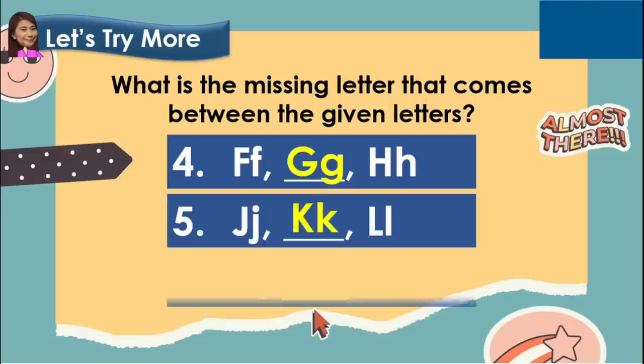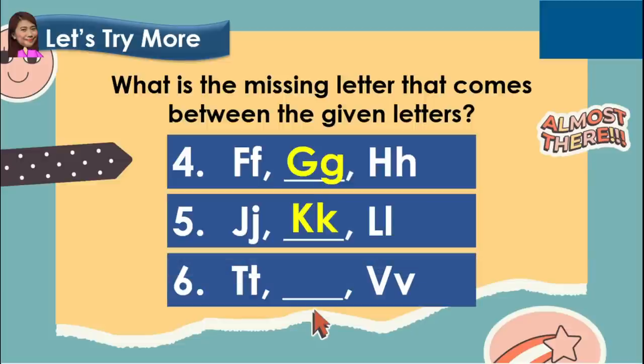And number 6, T blank V. What is the missing letter that comes between T and V? And the missing letter is U.